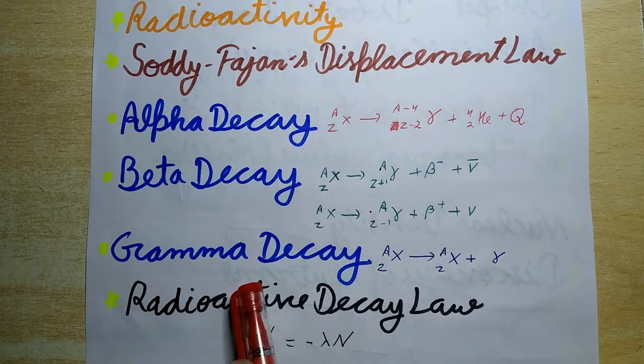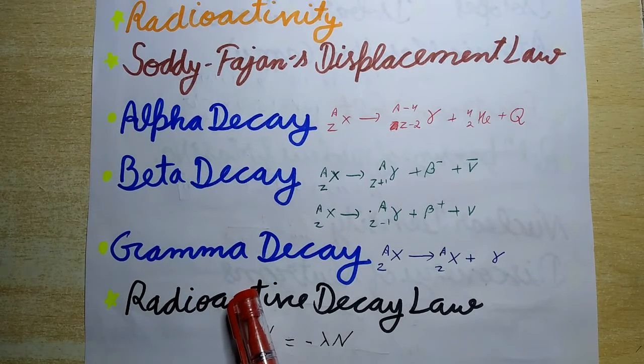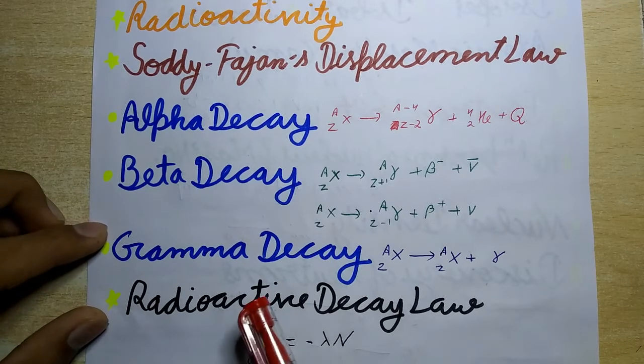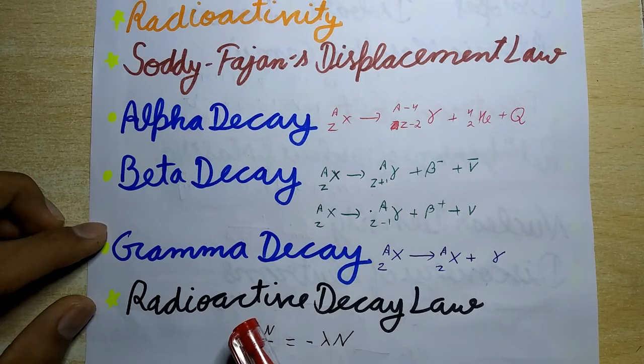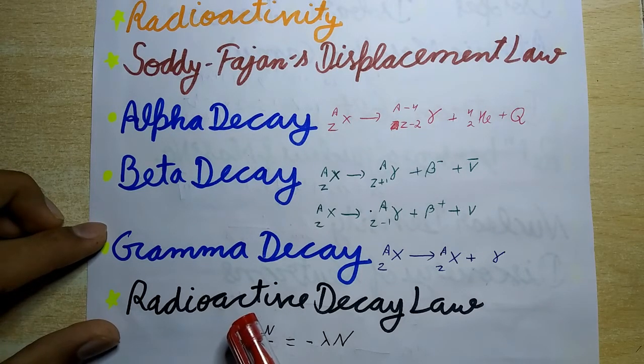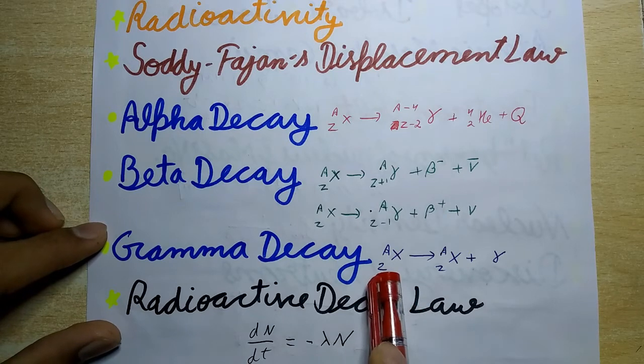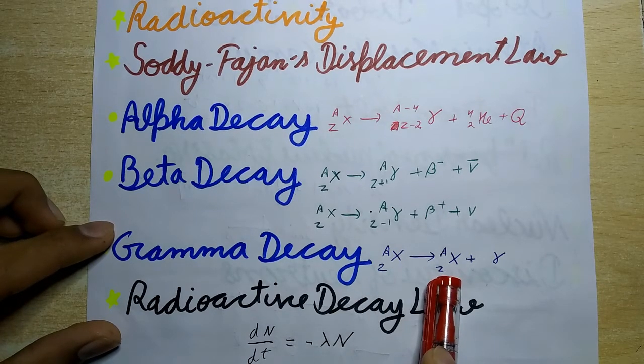Now next is gamma decay. It is the process of emission of a gamma ray photon during the radioactive disintegration of a nucleus. This occurs when a nucleus in an excited state makes a transition to a state of lower energy. So this is the excited state and this is the ground state.